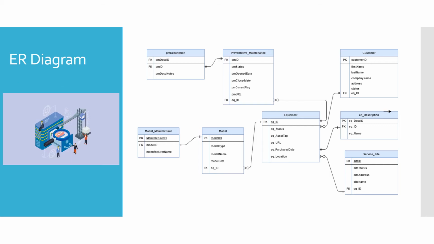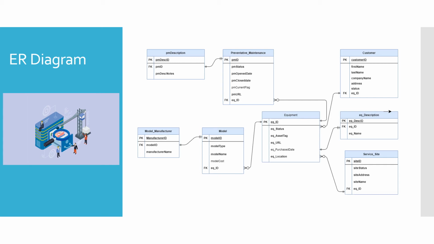The clinical equipment ID is the primary key of the equipment table. The relationship between equipment and preventative maintenance is one equipment to many preventative maintenance. Equipment description has its own entity identified by a unique ID, and the preventative maintenance will be the foreign key on the description table. The relationship between equipment and customer is many to one. There should be only one customer to many equipment, which is identified by a unique ID.